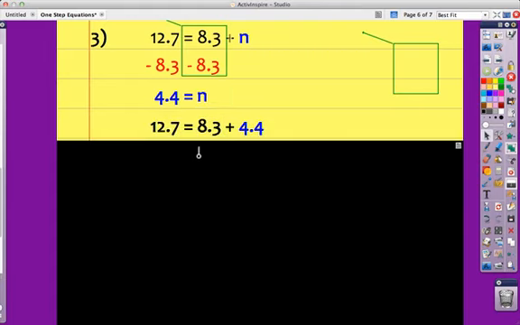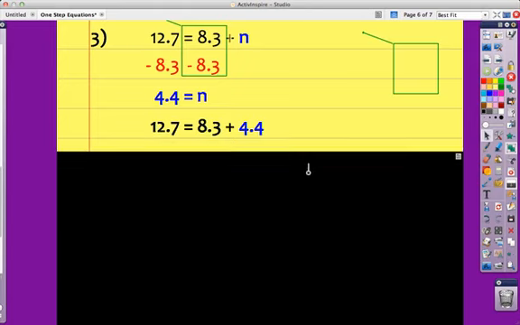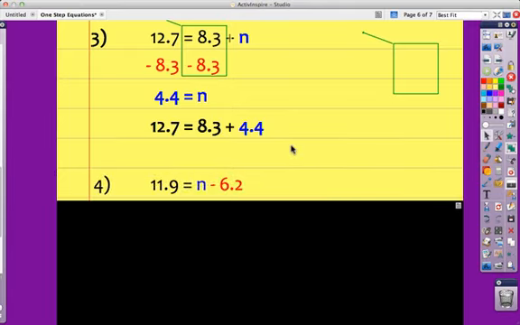Double check our work. So look, 4.4 goes in for the n up here. See, it just drops in, it substitutes. 4.4 plus 8.3 equals 12.7. Skip your line. Leave your space in there for notes, for space and organizational purposes. Now again, the variable's on this side, but now we've got negative 6.2.